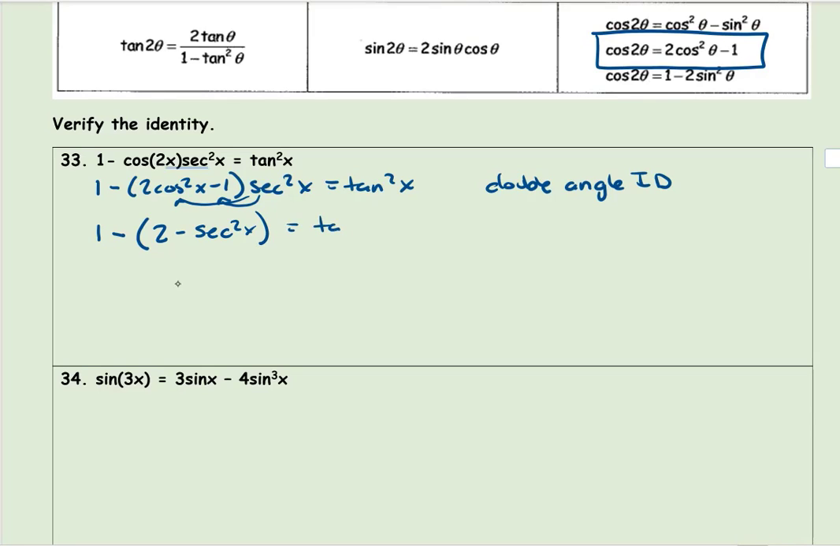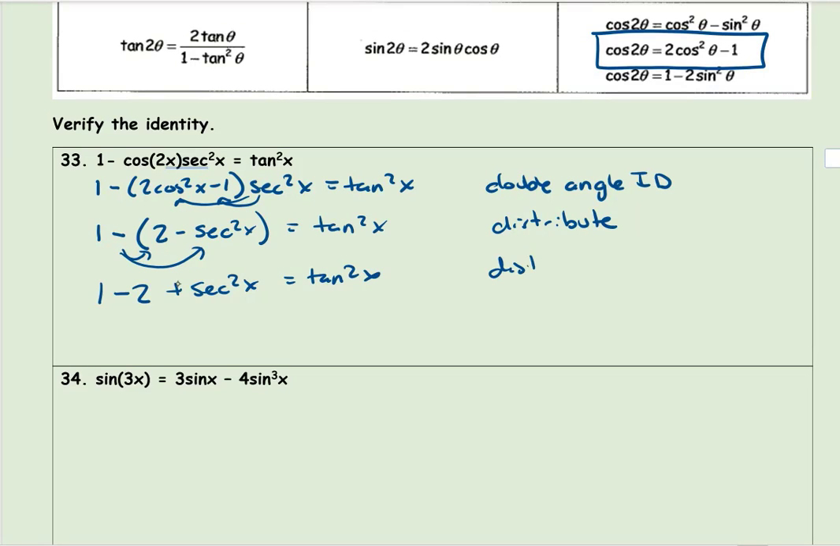And that's going to be equal to tangent squared x. Notice here how I kept the parentheses. So all we did here was we distributed. We're going to distribute again. We're going to distribute that negative sign to both of these in here. So now we have 1 minus 2 plus secant squared x is equal to tangent squared x.